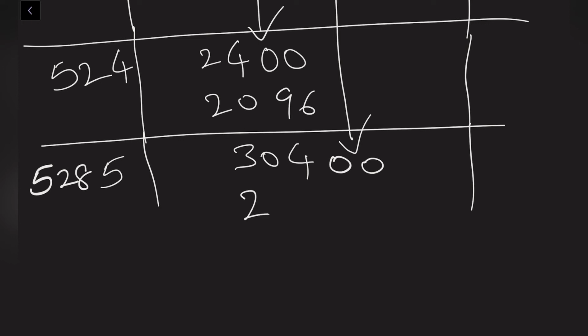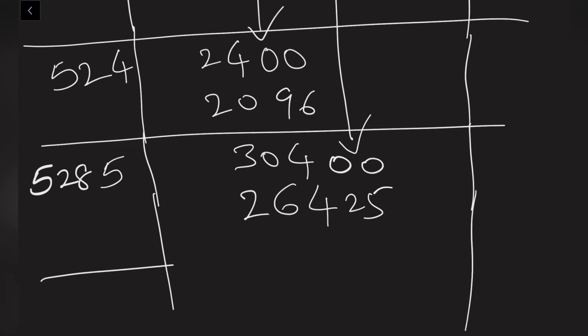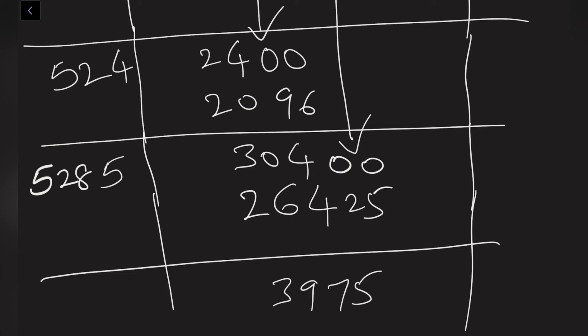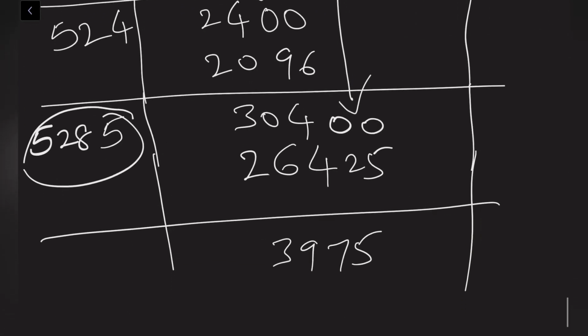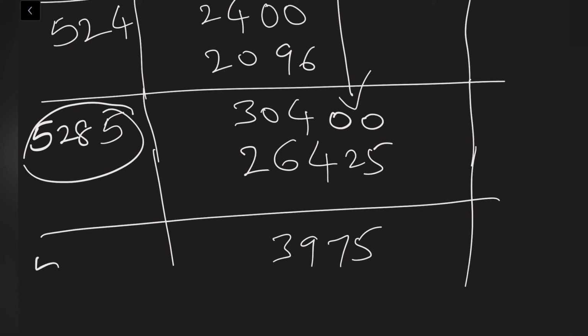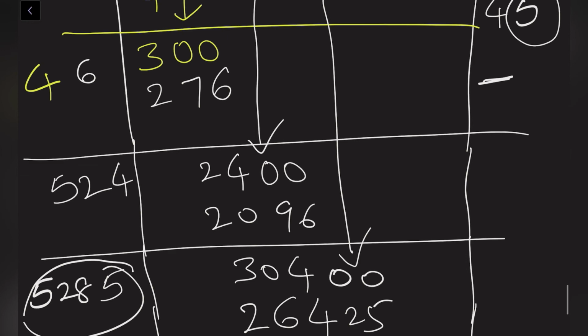It is nothing but 26,425. Now if we do subtraction of this, we will get 3,975. Now again the same. Here we have 5285 and the lastly written digit is 5. If we add these two, 5285 plus 5, 5290. Again here and here we need to write one more digit.